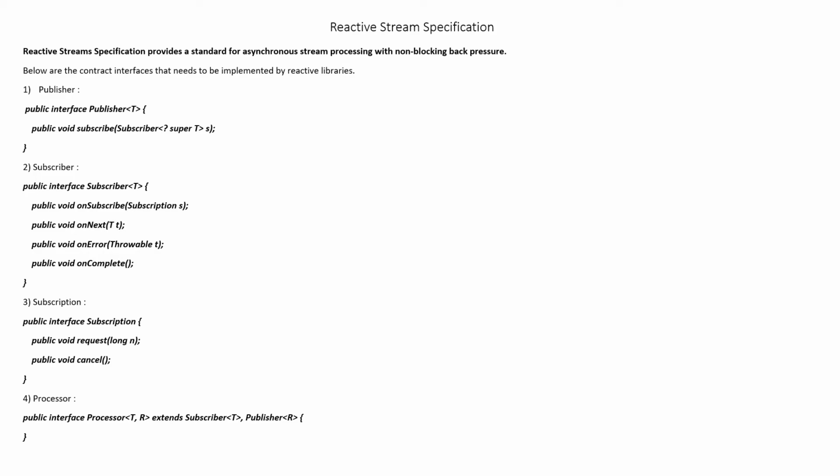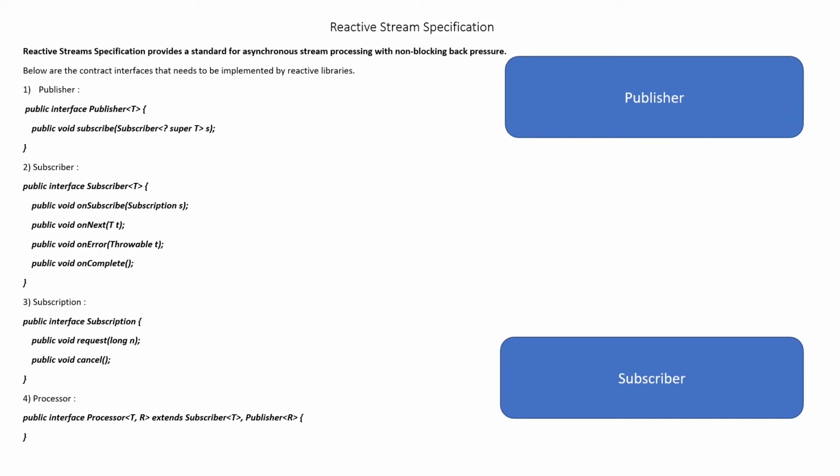Now let's look at the publisher subscriber event flow to understand how the flow happens and how these methods are called. So first there is a publisher and subscriber. As step 1, the subscriber will subscribe to the publisher. It will call the subscribe method of the publisher. After that, the publisher will call the on subscribe method of the subscriber and it will send the subscription.